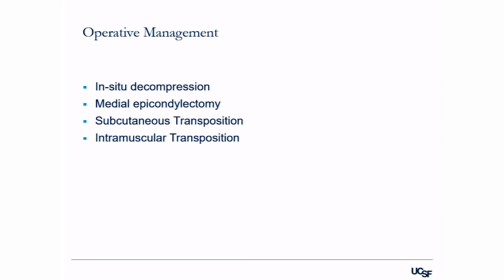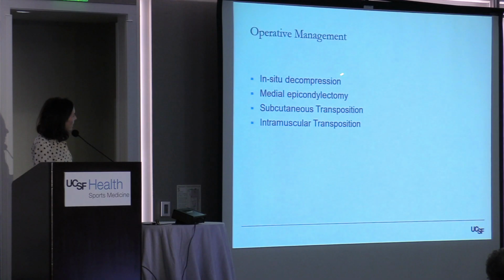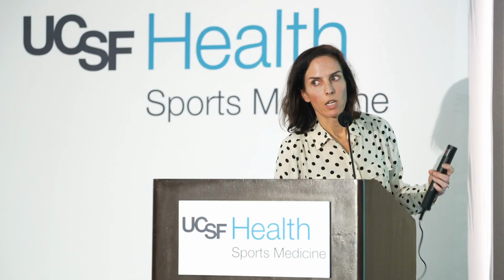The operative management, so in situ decompression, which is most frequently done now, is where we just decompress the area where it's most commonly compressed, which is right at the cubital tunnel. Medial epicondylectomy, where you actually cut off a piece of the bone, isn't done all that frequently. Usually it's the in situ decompression and subcutaneous transposition, where you take the nerve and move it anteriorly.